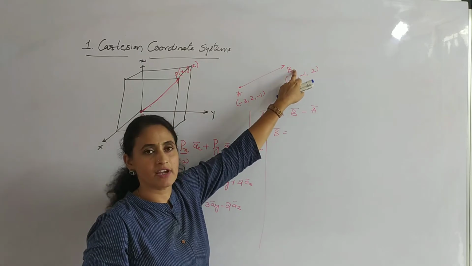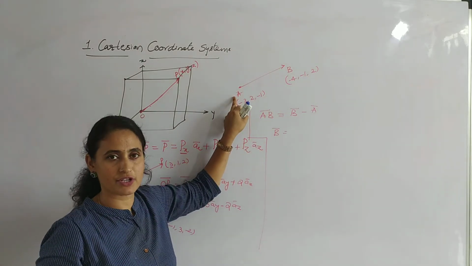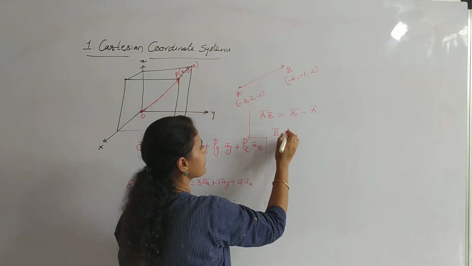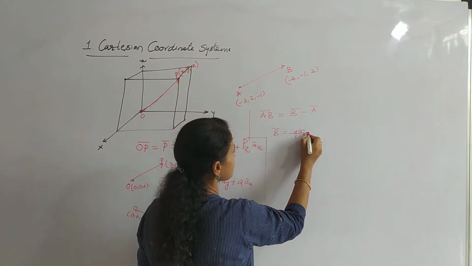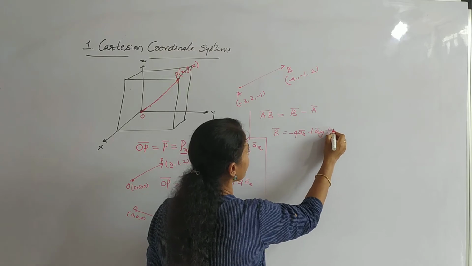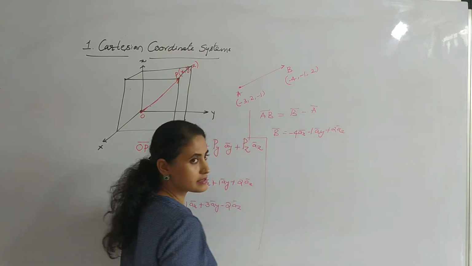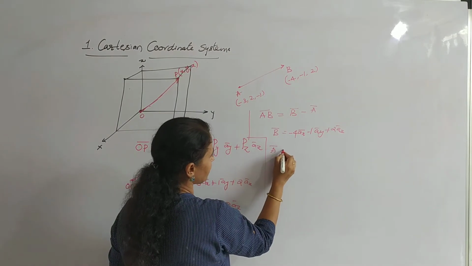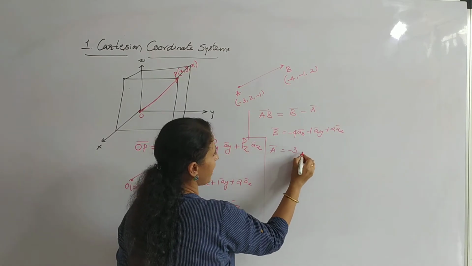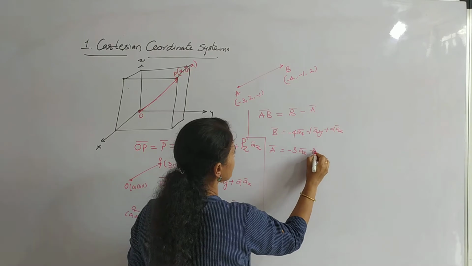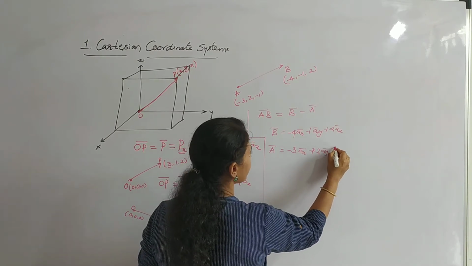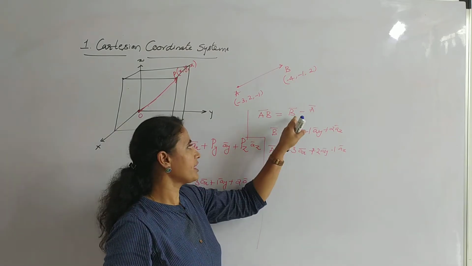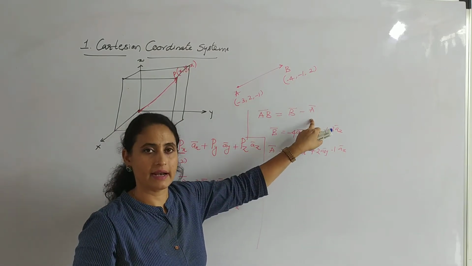This is one position vector and this is another position vector. So what is the position vector of B bar? -4 along the x-axis, -1 along y and 2 along z. In the same way, what is the position vector of A bar? A bar is given by -3ax plus 2ay minus 1az. So individually we wrote the position vectors of B bar and A bar.